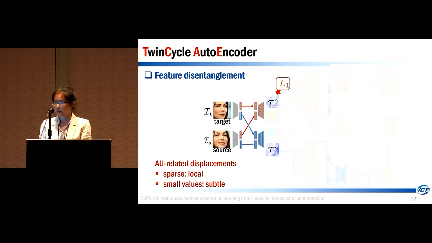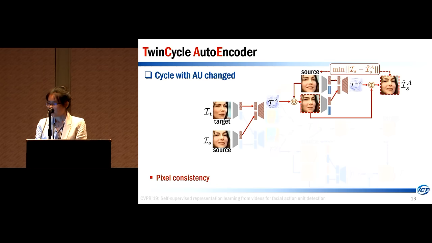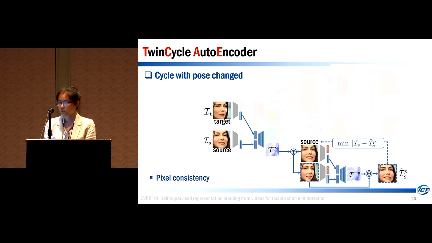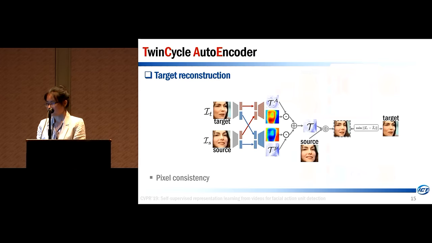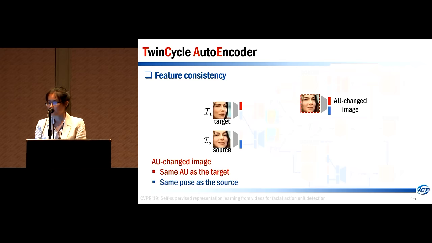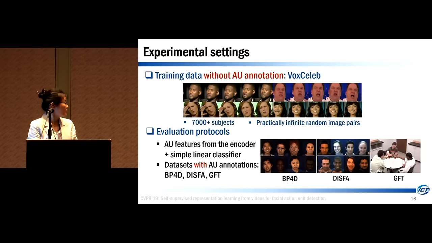To distinguish the AUs from the poses, we add an L1 loss on the AU-related displacement to make it sparse and of small values. Also, because the quality of the generated images can indicate the quality of the learned features, to control the quality, we force the generated images to be consistent with the original ones at the pixel level within the cycle with AU changed, and also in the cycle with the pose changed, and also in the target reconstruction. We also require images with the same AUs and the same poses to have consistent features. We consider the AU-changed images and the pose-changed images.